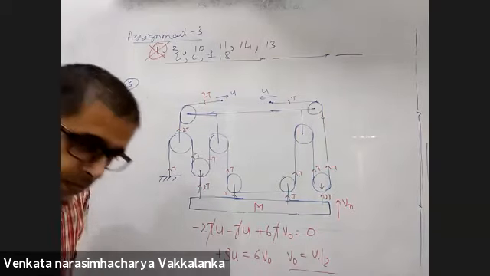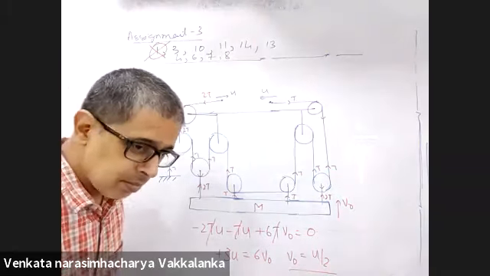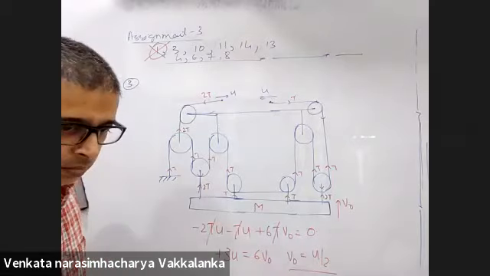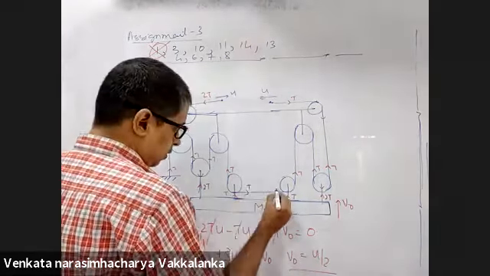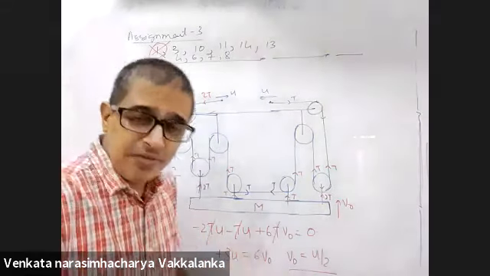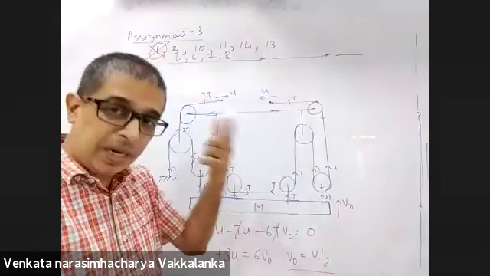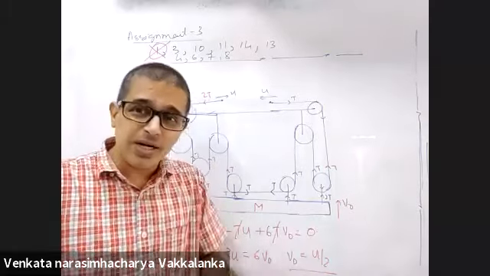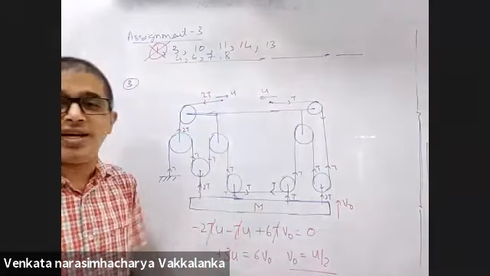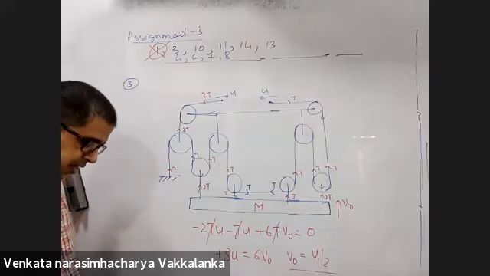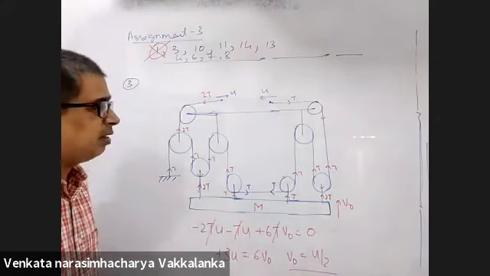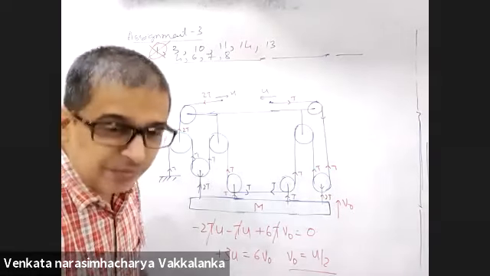Sir, there will be no tension between the two down pulleys. They will cancel out. Even if they are unbalanced, I am thinking only about the vertical direction in the horizontal direction. Then they will cancel out. Here, luckily, both are equal. It is a problem for the sake of the problem.